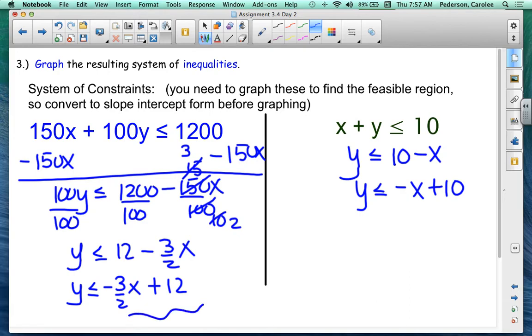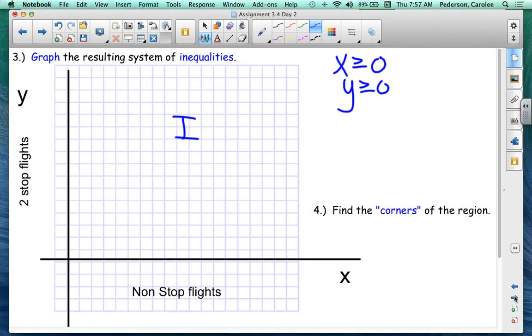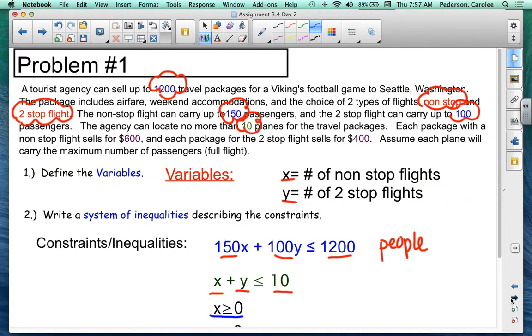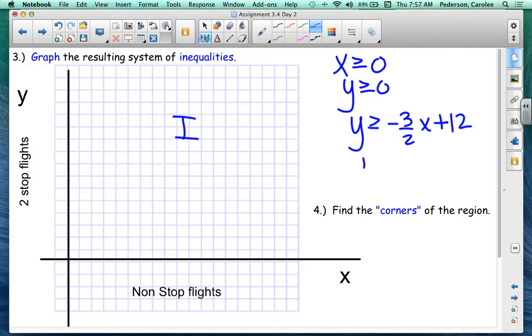Now we have to go back to this slide and graph these other 2 inequalities. So we're going to graph this one, y equals negative 3 halves x plus 12. Then we're going to go back and graph this one, y equals negative x plus 10. All right, so let's go ahead and graph those. Again, we talked about these two that allow us to go into the first quadrant.